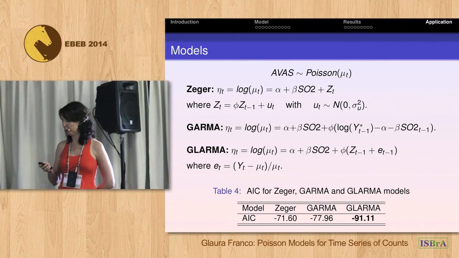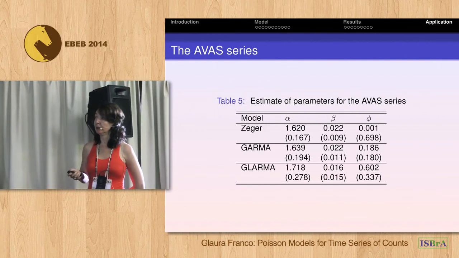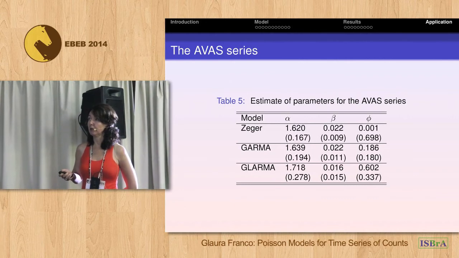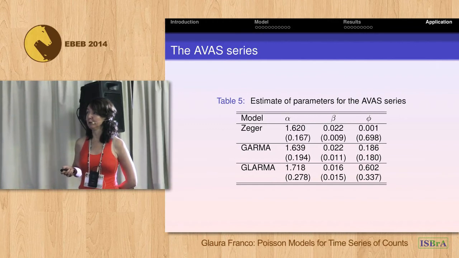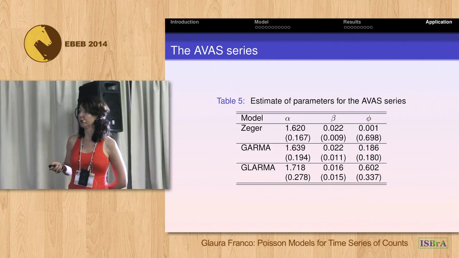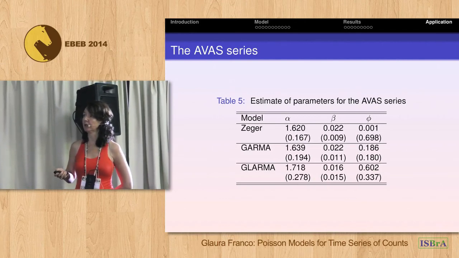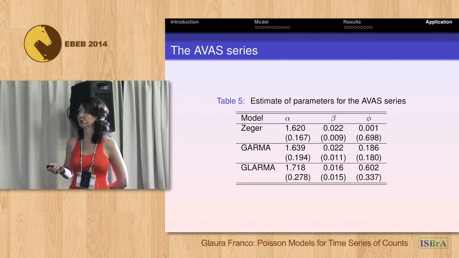So we fitted the parameters for this model, and here we see that the beta component didn't change much for the three models. In fact, it was not significant here for the Glamour model, it was strange, but the phi component was 0.6 for the Glamour model, and it was not significant here for the other two models.